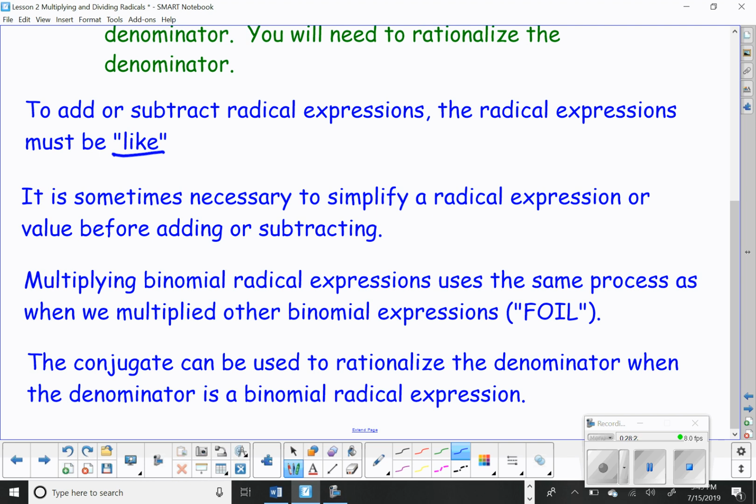When you're multiplying binomial radical expressions, use the same process that you used when you multiplied binomial expressions, namely FOIL. Do not forget, if you have square root of x plus y, quantity squared, you have to FOIL that. Don't just do x plus y squared. That'd be a big no-no, and you'll get the word FOIL written across your no-no. The conjugate can be used to rationalize the denominator when the denominator is a binomial radical expression. Okay? All good. Excellent.